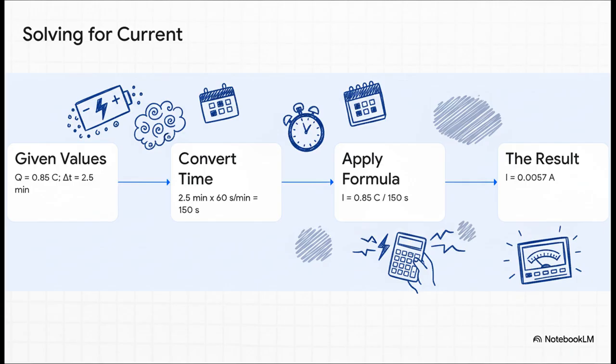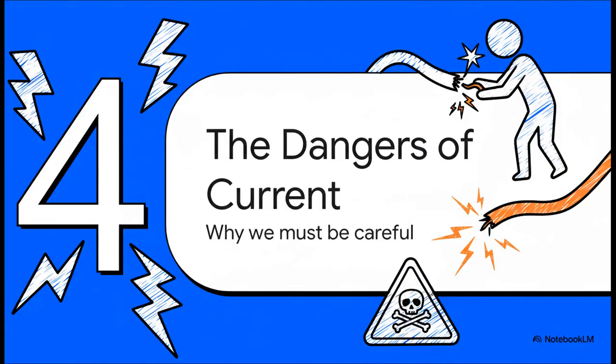The next step, and this is super important, you can't forget this, is to convert our time into seconds. So 2.5 minutes becomes 150 seconds. Now we just plug those numbers into our formula, 0.85 divided by 150, and we get our answer. The current is 0.0057 amperes. Simple as that.